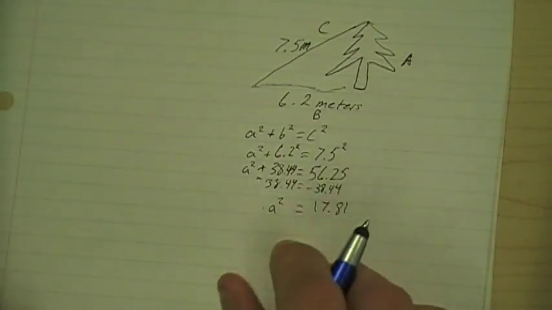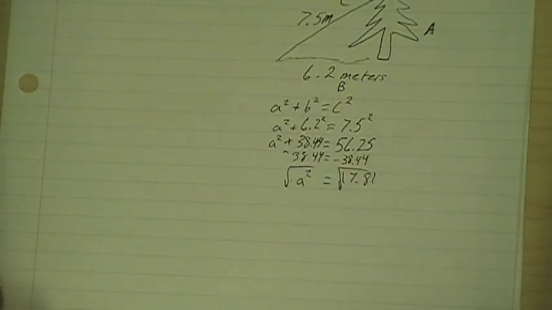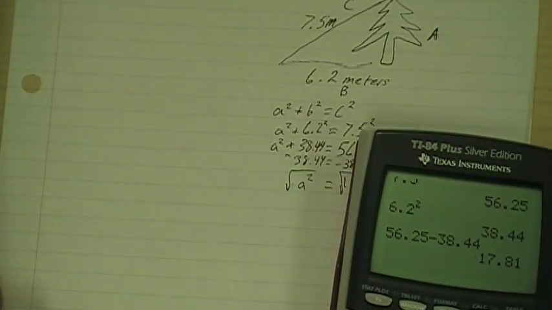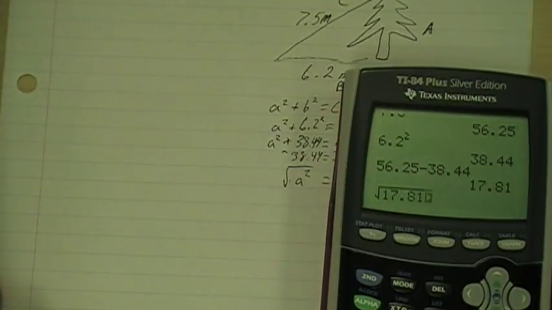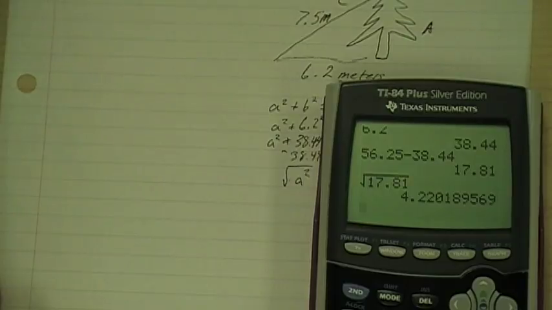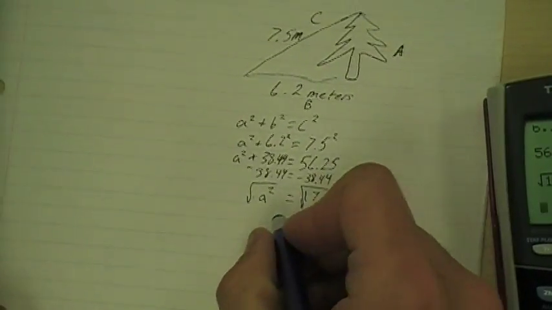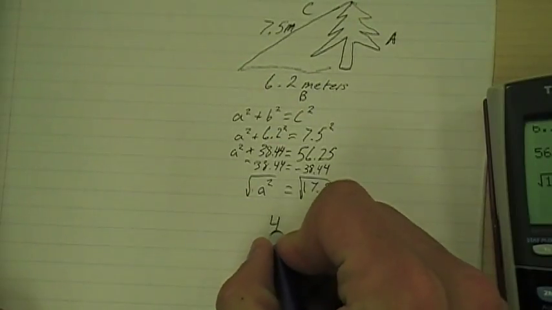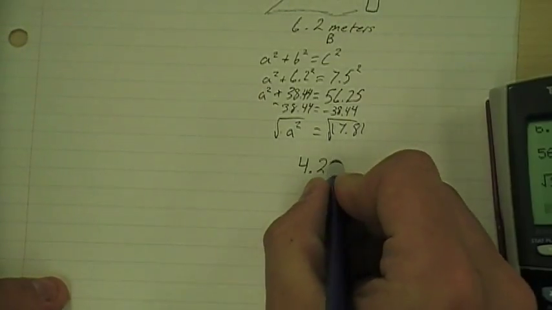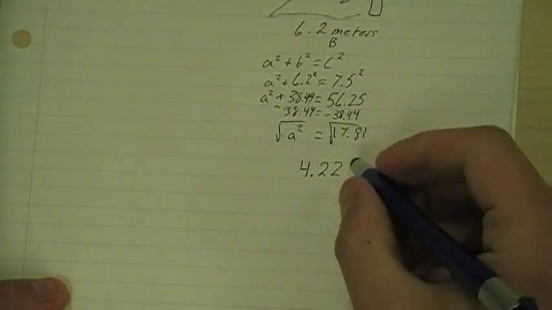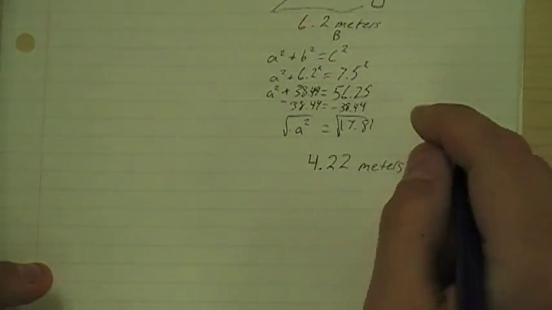Now to get rid of the squared, we'll just root that. Okay, and so we'll square root 17.81. That gives us this long number, and we'll round it to the hundredths place. So our tree in meters will be 4.22, and we can't forget our unit, which is meters.